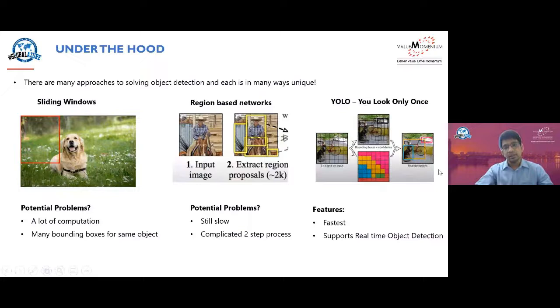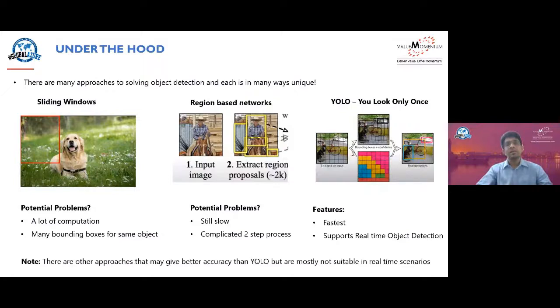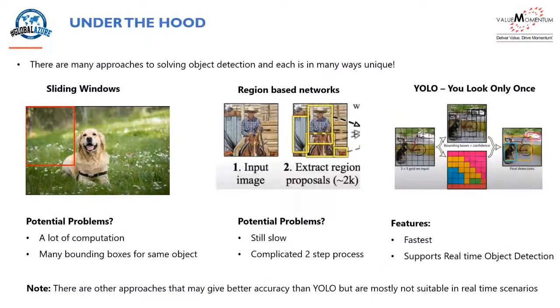This is one of the fastest algorithms when it comes to object detection. It supports real-time object detection, and it is one of the very few algorithms which supports a real-time case. Most of the object detection models take a long time to process these images and give accuracies. Some algorithms provide better accuracies, but most of them cannot be used in real time because they require very high computational time.